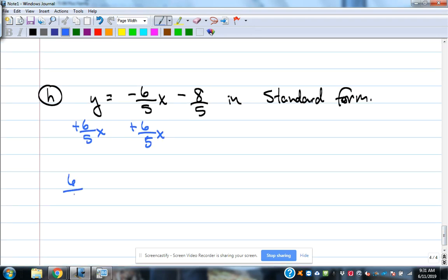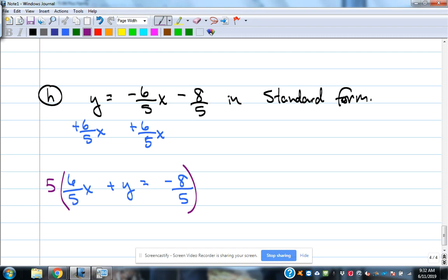Okay, so that gets us 6 over 5x plus y is equal to negative 8 over 5. Now, the only other rule for standard form is you can't have fractions in the problem. So we've got to look at these, and I've got two different fractions. I got a 6/5 and a -8/5, and I've got to figure out how to get rid of those. So the way to know how to get rid of those is look at the denominator of the fractions. Both of them happen to have a 5 on the bottom. So to get rid of the fractions, you're going to multiply by that denominator 5.